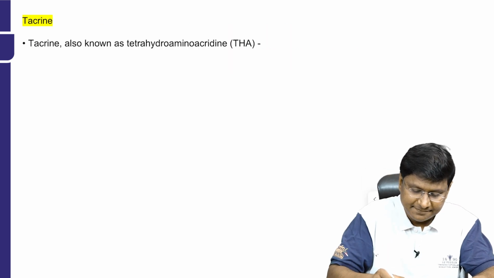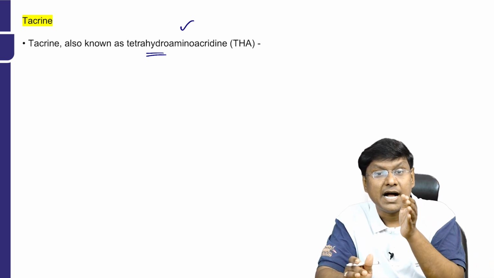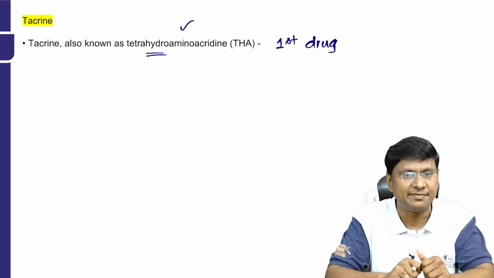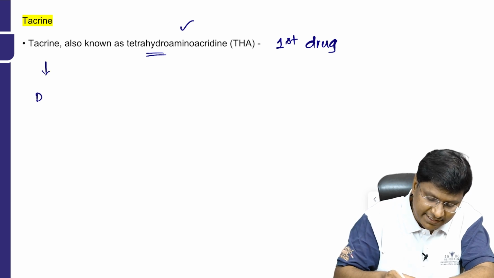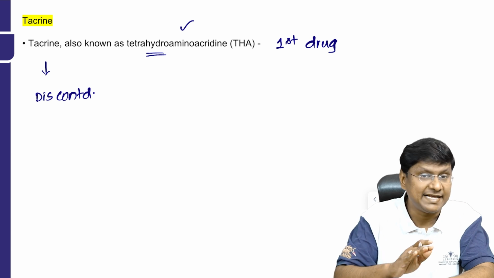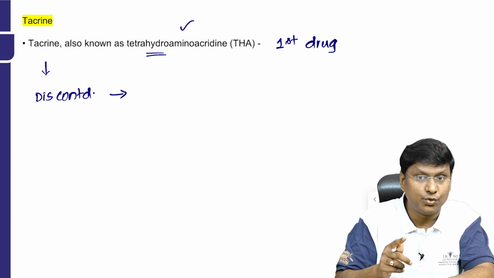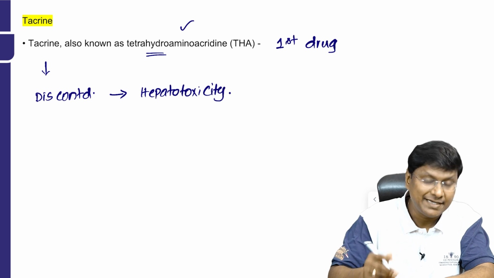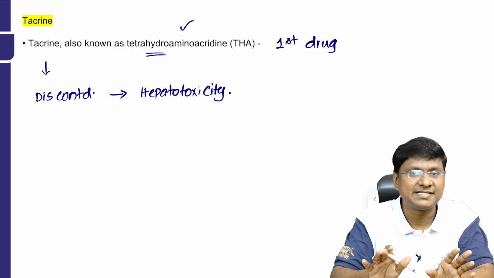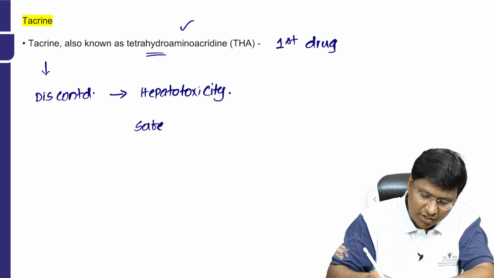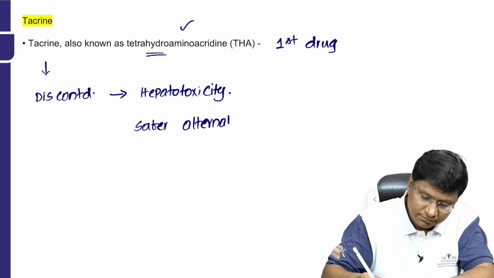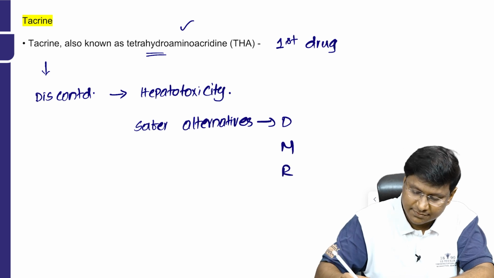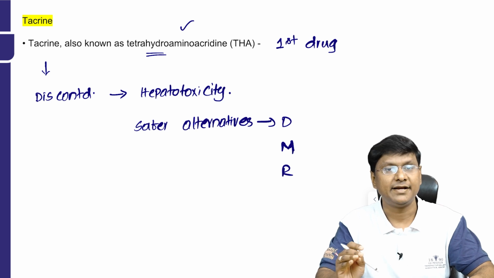And what exactly is tacrine? Tacrine is known as tetrahydroaminoacridine. This was one of the first drugs used in the treatment of Alzheimer's disease. But tacrine is now discontinued, due to significant hepatotoxicity. That is the reason why tacrine was stopped. Now, what are the safer alternatives? The safer alternatives are donepezil, memantine, and rivastigmine.